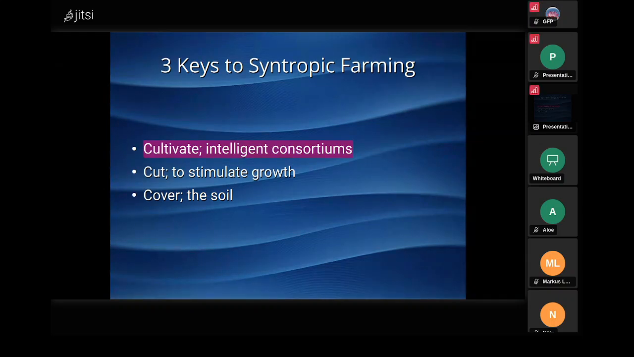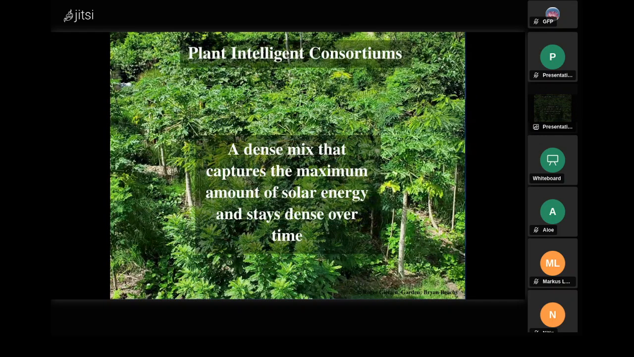And the 3 keys are: number 1, cultivating consortiums, the dense association of plants. Number 2, cut, or the strategic pruning to stimulate growth. And number 3, cover, with either mulch or with living plants the soil. So normally, if I go through those 3 C's, I can almost always identify what mistake we made and find a path forward out on the farm. So let's go a little bit more into detail what I mean by those 3 C's and how we envision those.